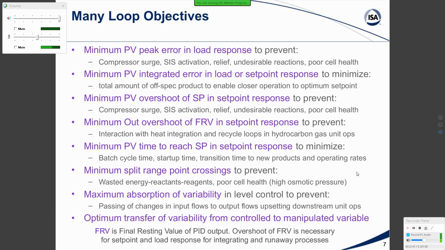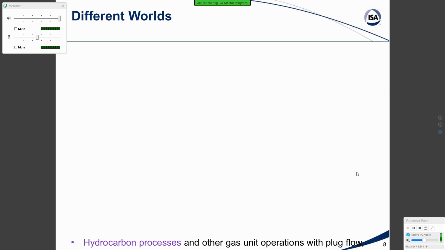And so there can be an optimum for different situations, and we will learn some PID options that will allow you to smooth out those changes in the manipulated variable that may be affecting other loops, even if we're not talking about maximum absorption of variability for level control. So we're going to see a PID option that will help us there in terms of changing the manipulated variable and not upsetting other loops. So we've got different worlds.